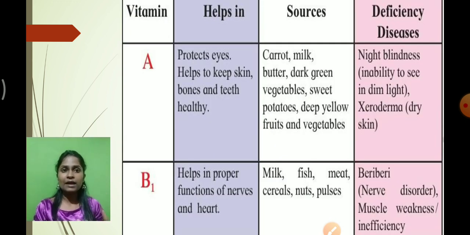So here I have listed certain sources of the vitamins and again the deficiency of the vitamins. Let me tell you students, these vitamins are required in our body in a very small quantity per day, but they are very essential. If they are deficient in our body, then we will get a disease. Understood? So always remember that we require vitamins in a very small quantity, but they are important.